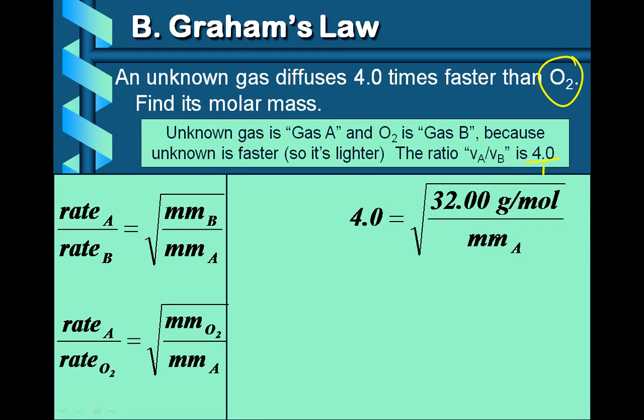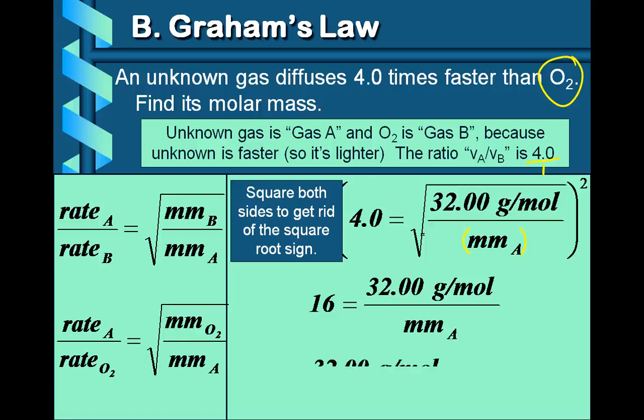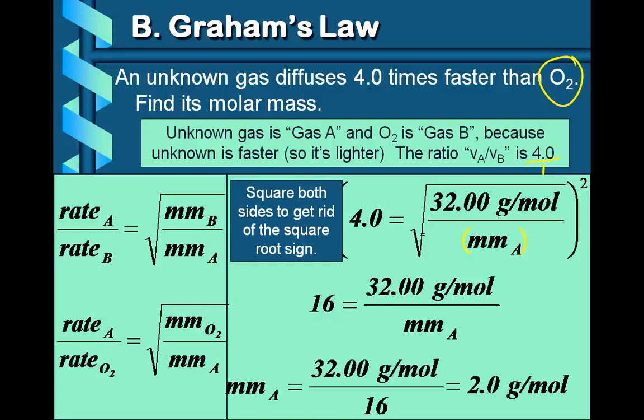Now this is tricky if we're solving for the molar mass of A, if that is our x, our variable. Notice that we have a square root here. How do we get rid of that? We just square both sides of the equation. Make sure you square the 4 as well as the right side to get rid of the square root sign. So 16 equals 32 over the molar mass. Then you can cross multiply, manipulate the equation to solve for the molar mass, and you get 32 divided by 16, which turns out to be 2 grams per mole.